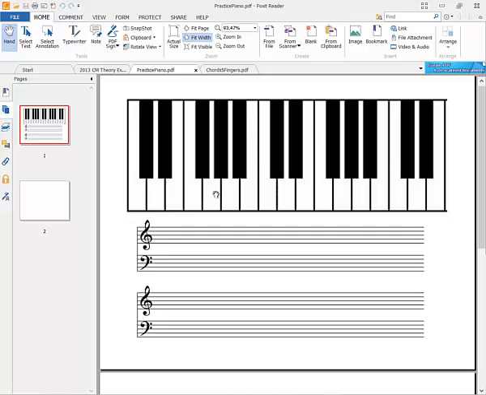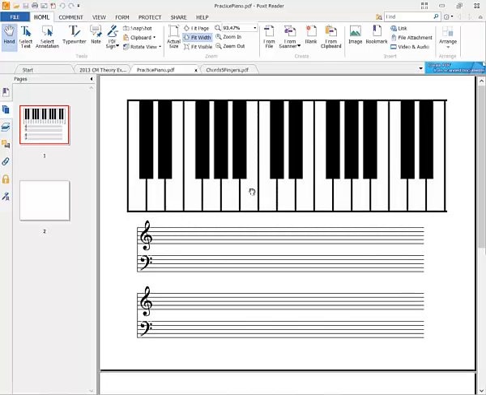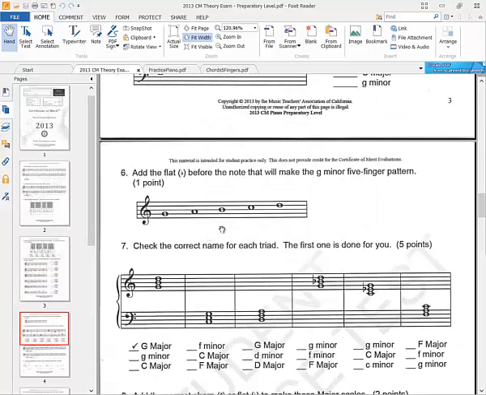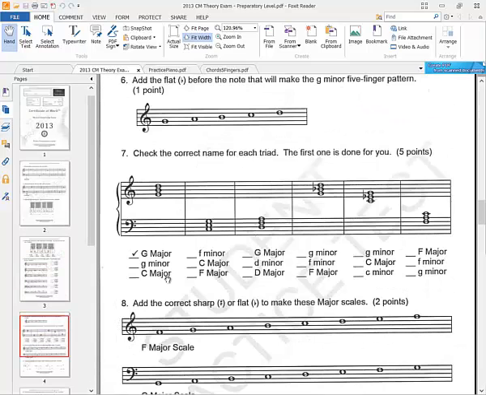If the distance between the bottom note and the middle note is 5, it's major. If the distance between the bottom note and the middle note is 4, it's minor. Okay? Now you can do this not just for five-finger patterns, you can also do this for chords. So let's look at these chords. You would do the same exact thing.